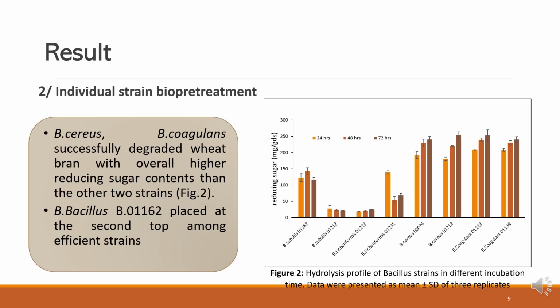For the single-strain cultivations, we can see in figure 2 that Bacillus cereus and Bacillus coagulans successfully degraded the wheat bran with overall higher reducing sugar content than the other two strains. And Bacillus subtilis B01162 placed second among the efficient strains.